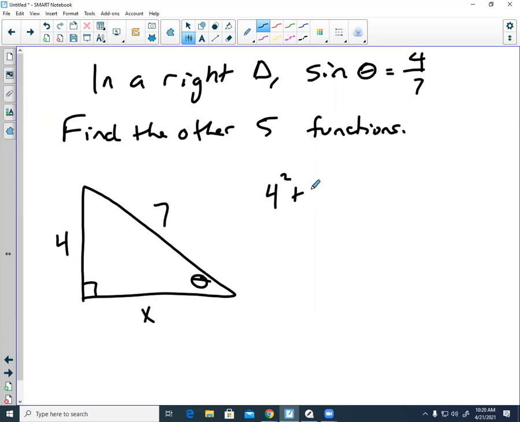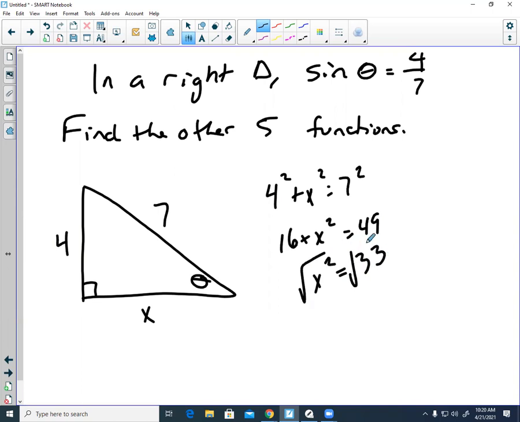So it's going to be 4 squared plus x squared equals 7 squared. So that's going to be 16 plus x squared equals 49. We're going to subtract 16 from both sides. So I'm going to get x squared equals 33. And then square root. So now I'm left with x equals the square root of 33.